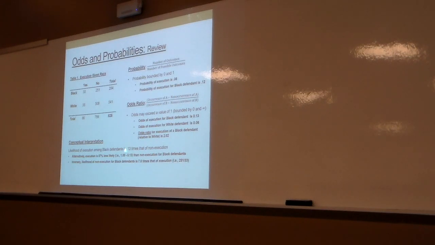So we take our odds ratio, we subtract it from 1, and then, if I have an odds of 1, what does that mean? If our odds of execution for black defendants versus non-execution was 1, what would that mean? If I have an odds of 1. That the likelihood of execution and non-execution is the same? Yeah, it's equal, right?